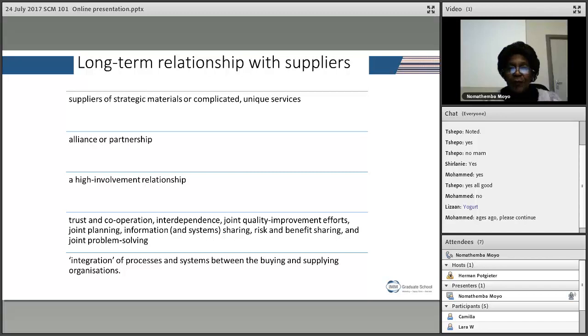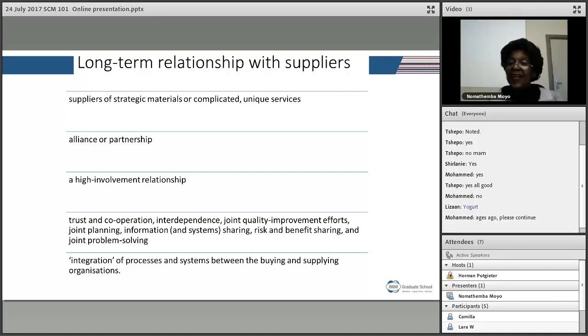You need to develop long-term relationships with suppliers. You have suppliers of strategic materials or complicated or unique services. You need to create alliances or partnerships with these suppliers. A high involvement relationship: trust and cooperation, interdependence, joint quality improvement efforts.